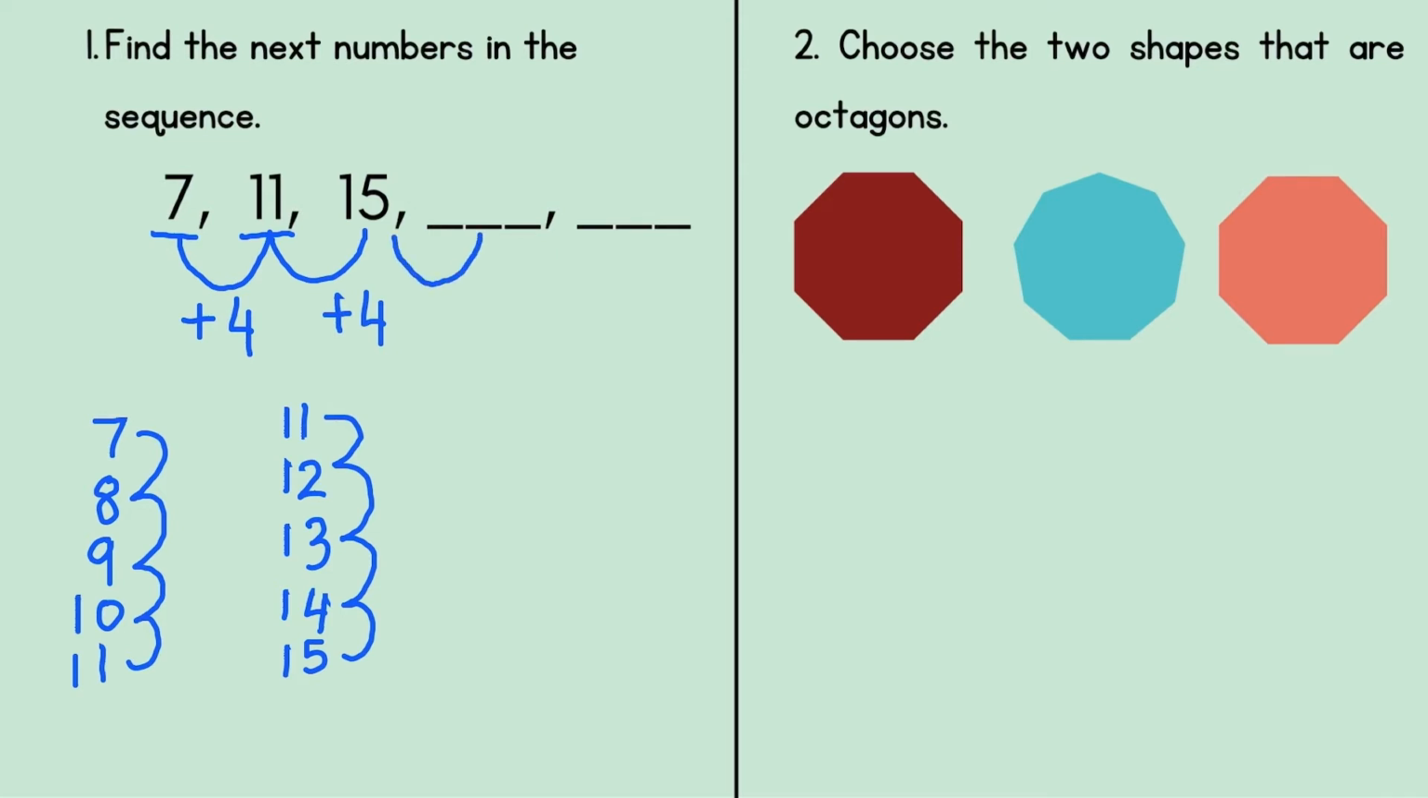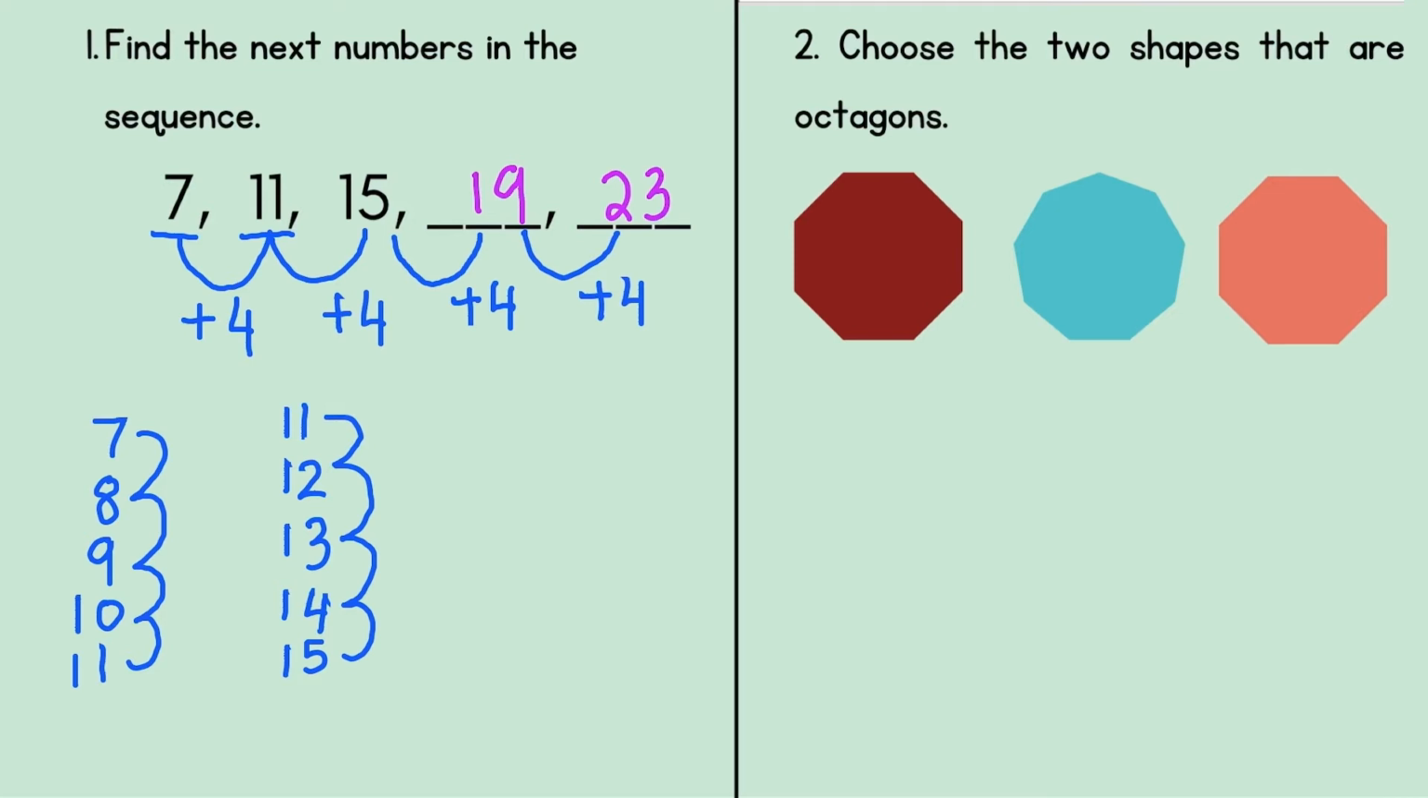So our next number will be 15 plus 4. What is 15 plus 4? That's right, 19. And to find the next number in the sequence, we have to again add 4. 19 plus 4 is 23. So 19 and 23 are the next numbers in the sequence.